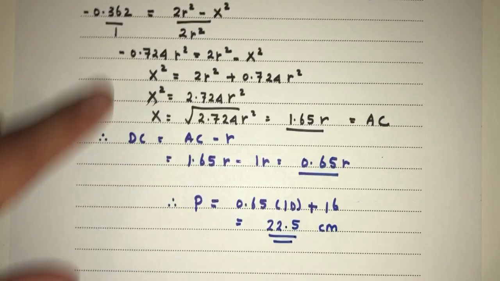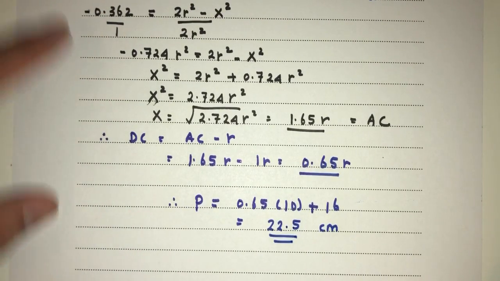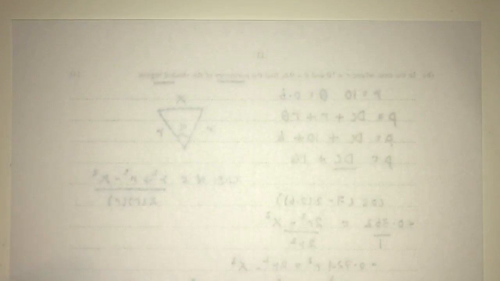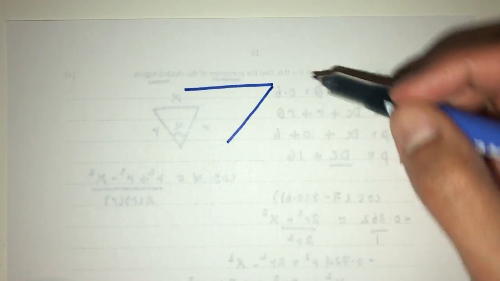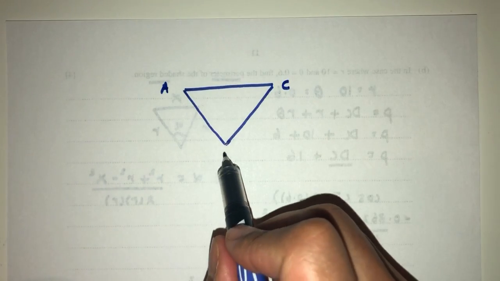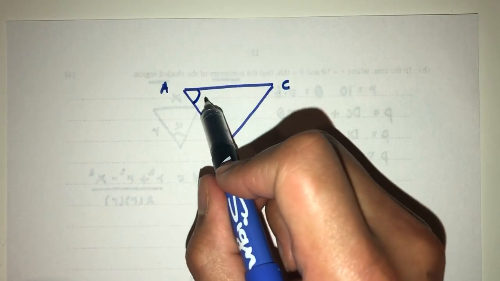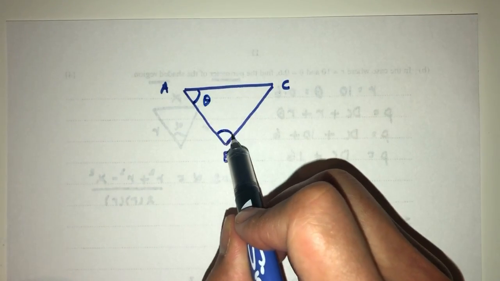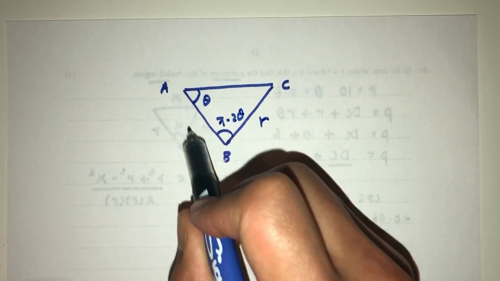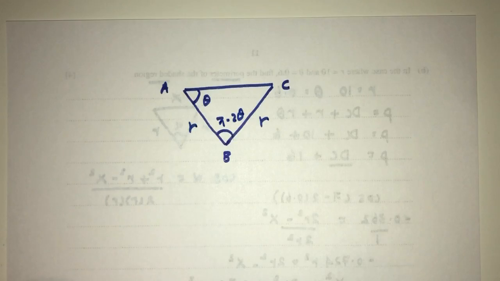Now again, this is not the only method to find that. You can always use your sine rule. For example, I can show you as well. So here I have the triangle, right? I have A, C, and B. This is theta, and this is pi minus 2 theta. This is R and R. We want to find AC.